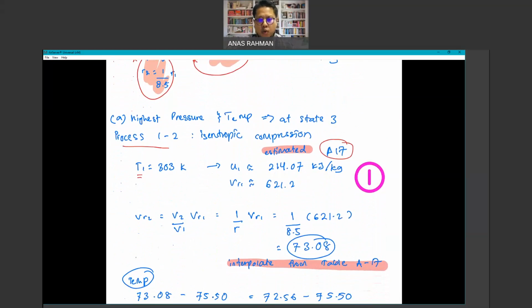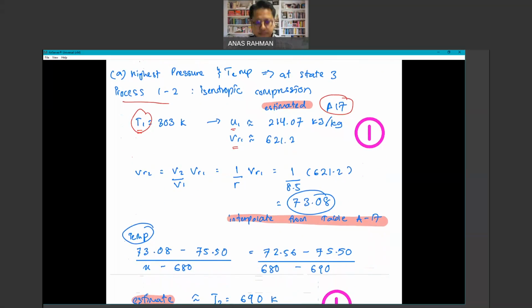Remember, I do not look at the final answers per se. I look at the details or the procedures that you wrote. Because we have 100 plus students, it's almost impossible to get the exact answers for all students. So steps or procedures are more important than the final values that you give. From table A17 at T1, you'll get the U1 and also the relative volume for T1. So you do that, you get 1 mark.